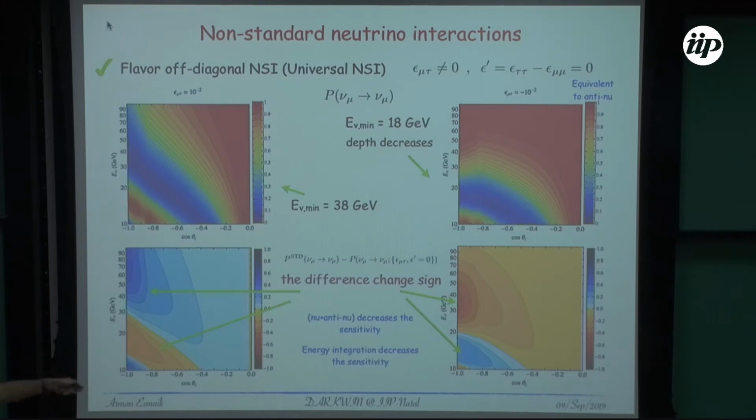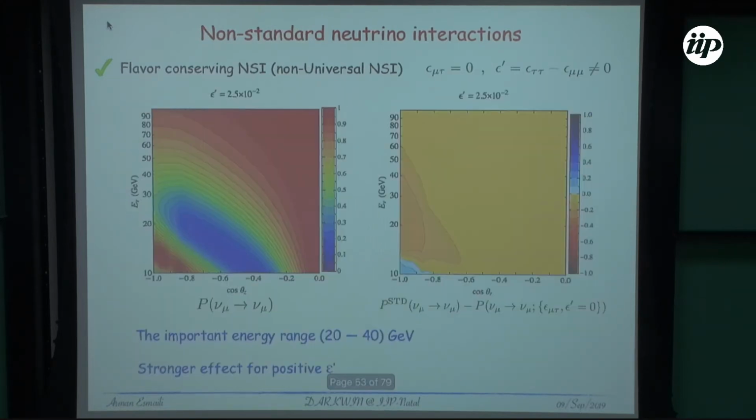And the other point is that in energy the plot also changes sign. So if you integrate over the energy, again you will get 0. So energy distribution is very important in this kind of search. So let's go.